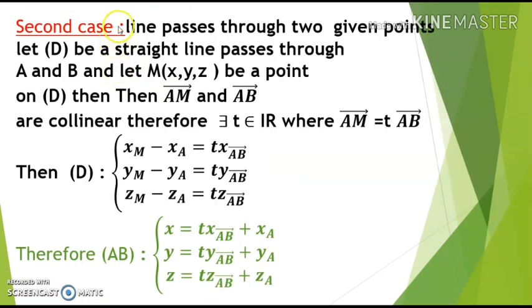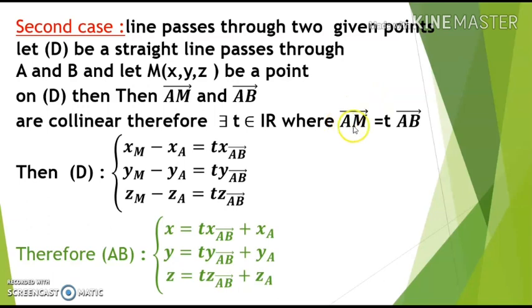Second case: the line passes through two given points. Let D be a straight line passing through two fixed points A and B. We need to find the parametric equation of the line AB. For this, take a variable point M(x, y, z) on D. Then the two vectors AM and AB are collinear. Therefore, there exists a real number t belonging to R, where vector AM equals t·AB.